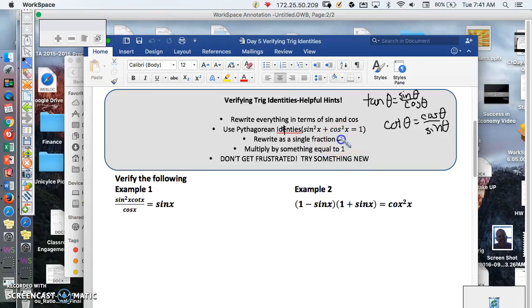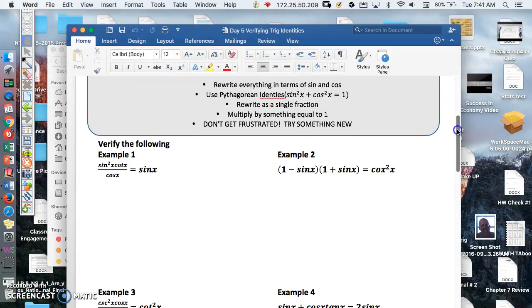If the right is a single fraction, I'm going to put common denominators there. Multiply by something equal to 1, like cosine over cosine, that's 1. And the key thing is don't get frustrated. Always keep trying stuff.